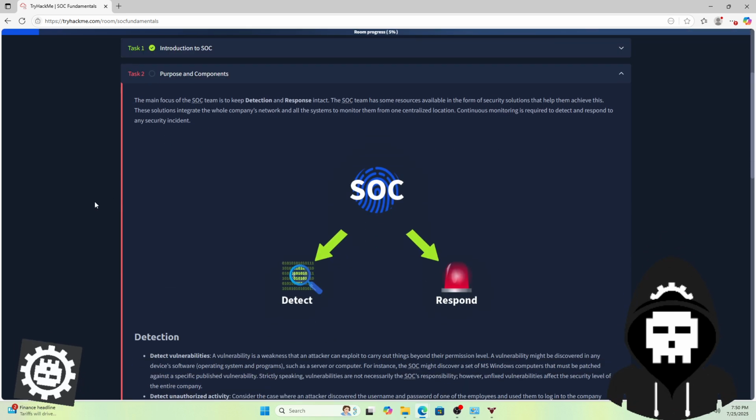So, all right, purposes and components. So the main focus of SOC team is to keep detection and response intact. SOC team has some resources available in the form of security solutions that help them achieve this. These solutions integrate the whole company's networks and all the systems to monitor from one centralized location. Continuous monitoring is required to detect and respond to any security incident.